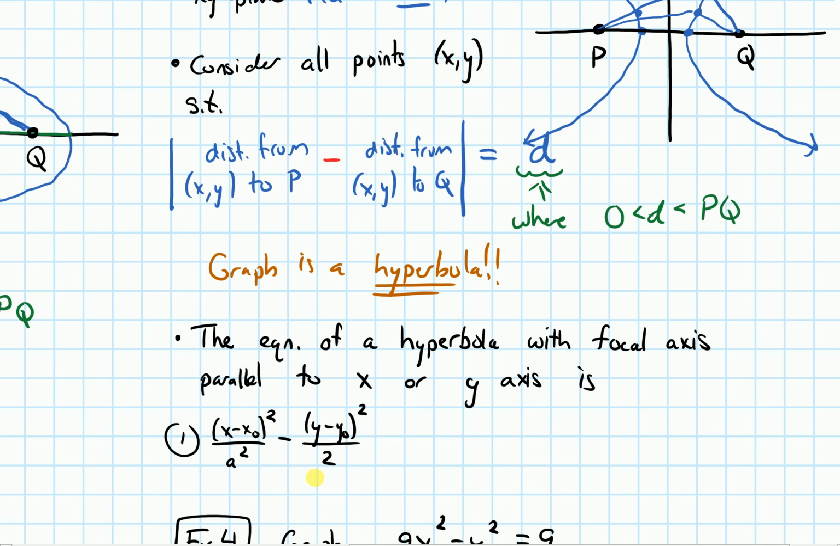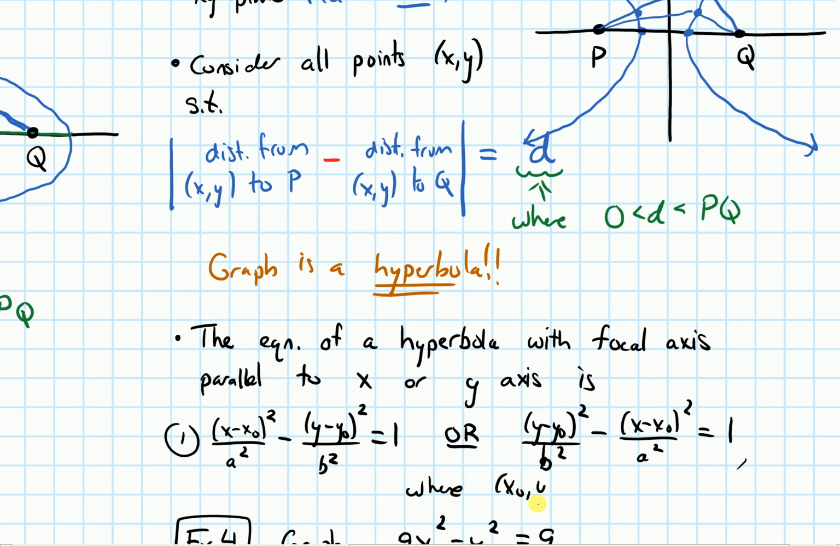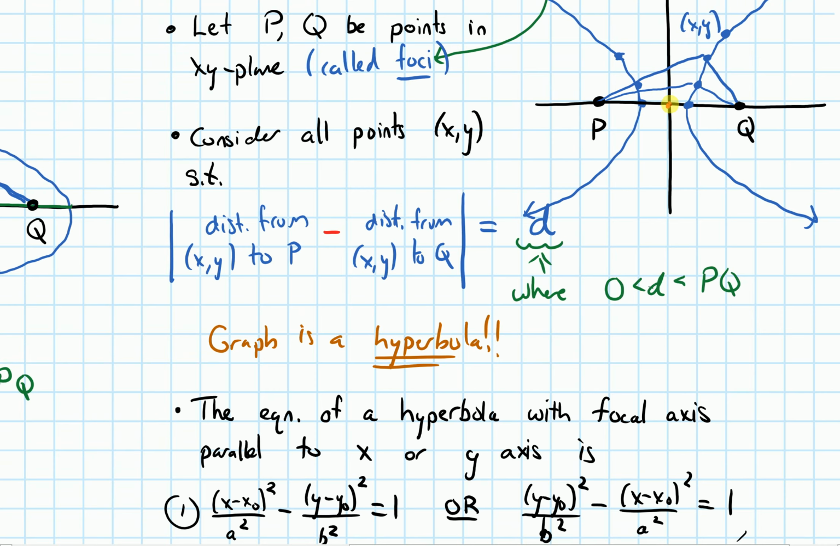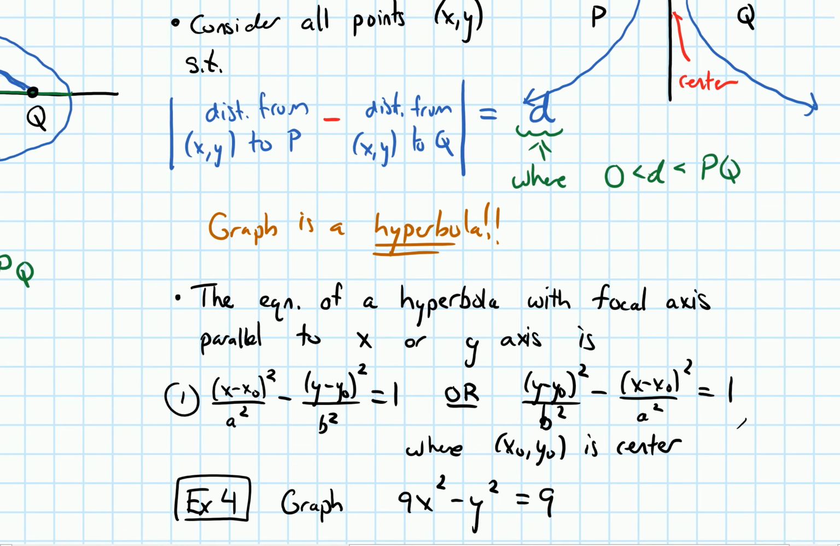Similarly, not over 2, it would be over b squared, equals 1. So it could look like that, where I have the x terms and then minus the y terms. Or it could be reversed, and I could have the y terms in front: (y minus y naught) squared over b squared minus (x minus x naught) squared over a squared equals 1, where the point (x naught, y naught) is the center. The center is the point halfway between the two foci. So halfway between the two foci, that would be right here. That is the center.